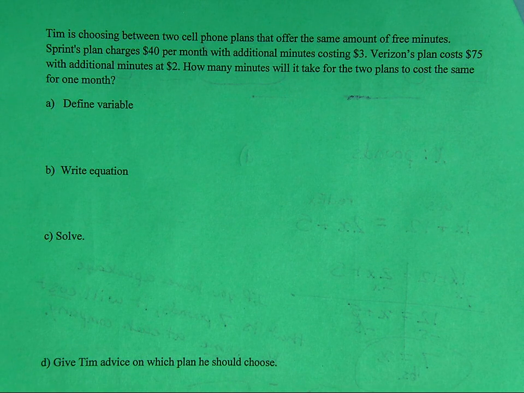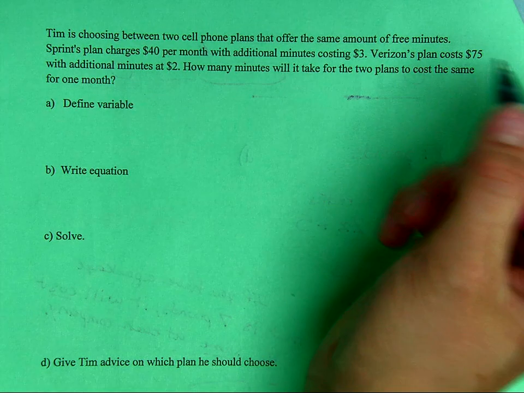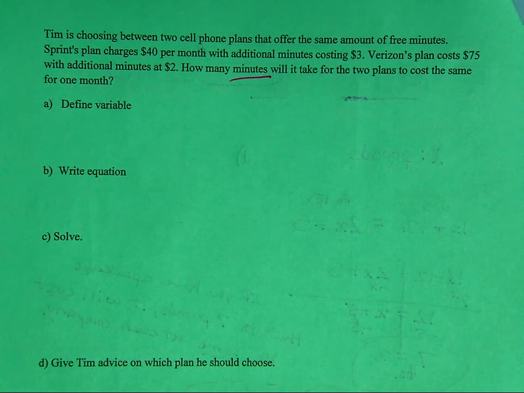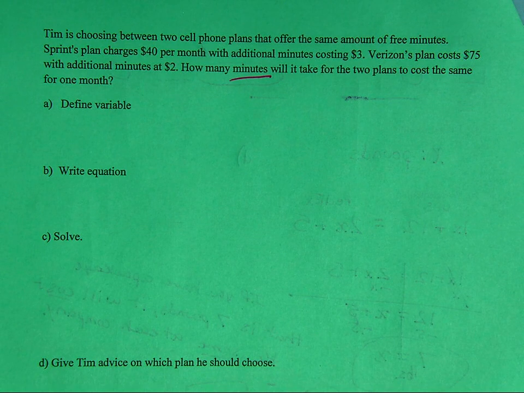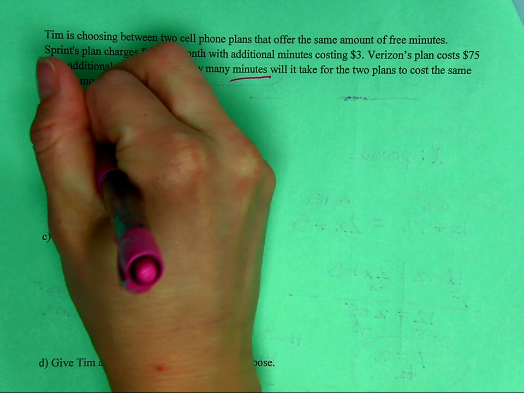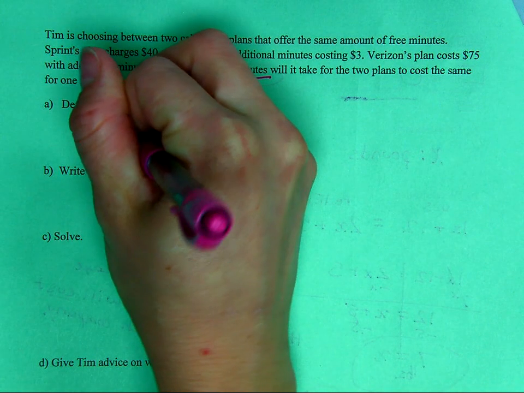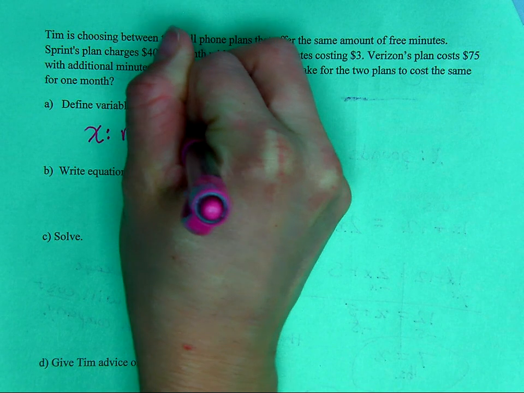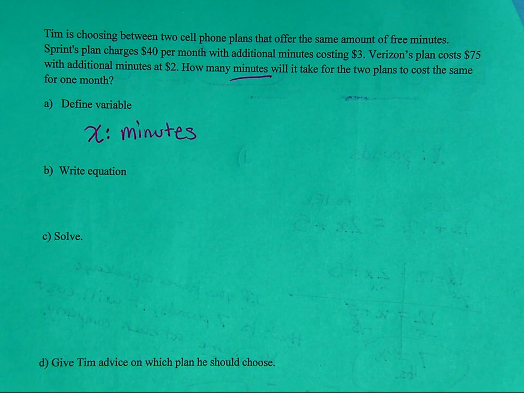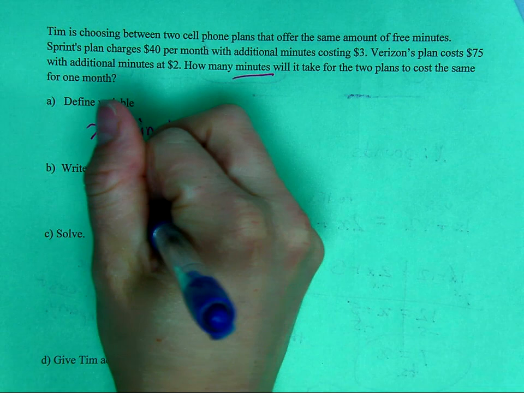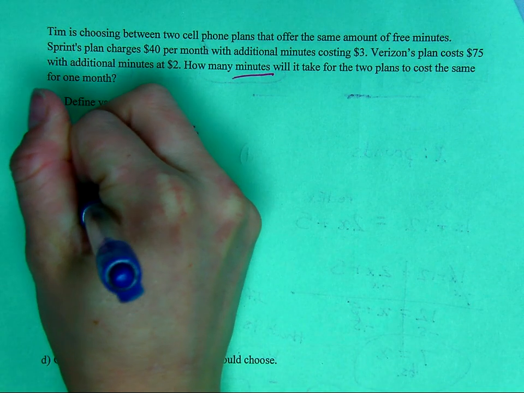Alright, so in this question it says, how many minutes until the two plans cost the same for 1 month? So you're trying to find the number of minutes. So that's what our variable represents. Okay, and Tim is trying to decide between Verizon and Sprint. So those are our two things we're comparing.